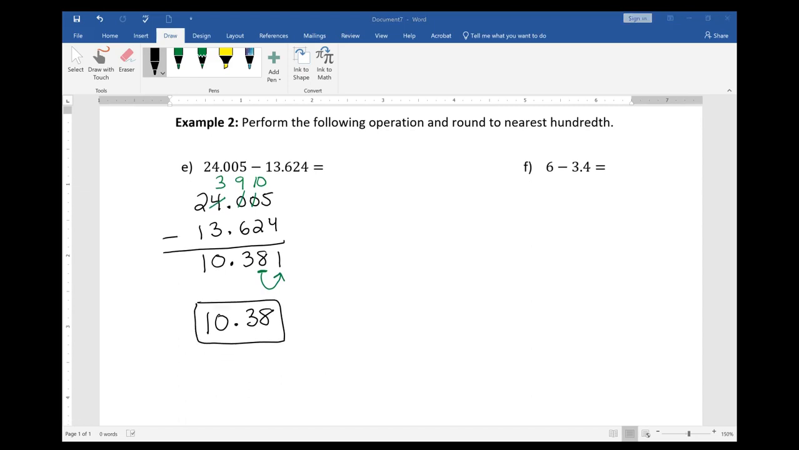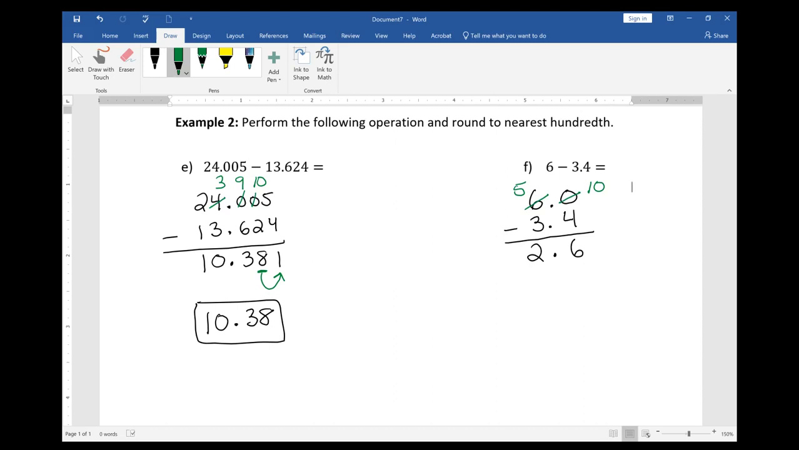Example F, 6 minus 3.4. So we have 6 minus 3.4. To make the subtraction a little bit easier, I will make 6 into 6.0. That way all the digits line up. So now we begin. 0 minus 4 we can't. So 6 becomes a 5. 0 becomes a 10. So now we have 10 minus 4, which is 6. Bring down the decimal point. 5 minus 3, which is 2. So our result is 2.6.